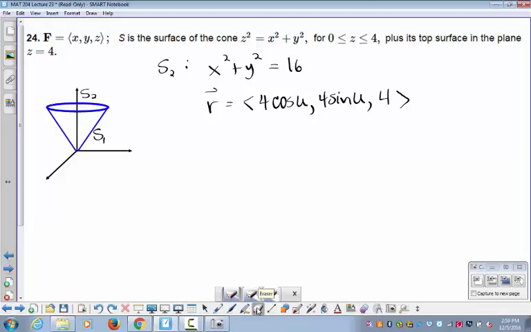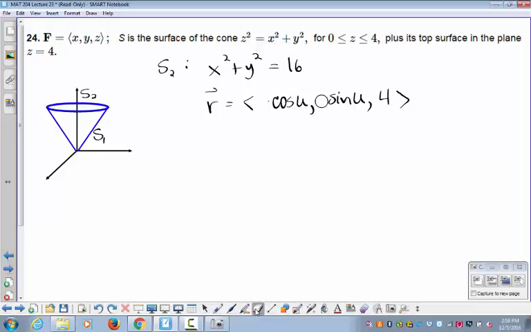So the Z is definitely always 4 if we're doing that cap. But what is 4 cosine u, 4 sine u going to give us? It's just going to give us the circumference of that circle. It's not going to give us the whole disk. So what we need is some variation out front. Right? We want the whole disk and not just the edge. That just gives us the edge. So we get some variation in front of that. So that's where our other variable could be.